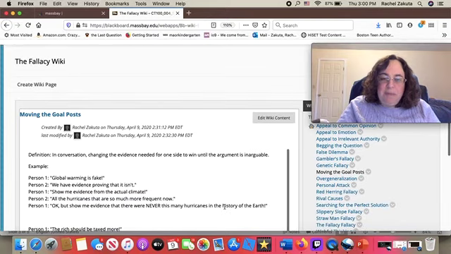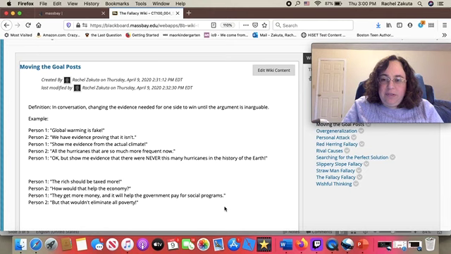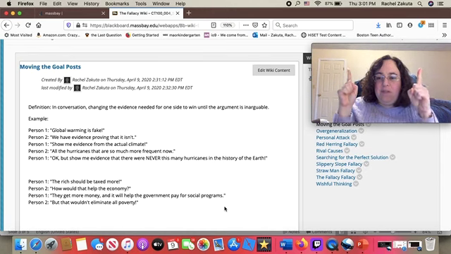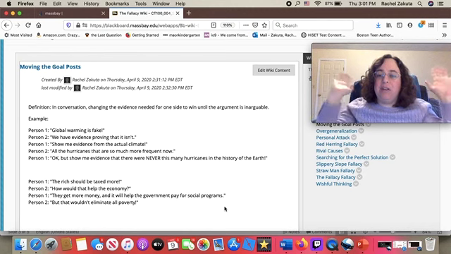So you need two people talking for moving the goalposts. Because moving the goalposts is when you're having a conversation and one person keeps changing the evidence needed for the other side to win until the argument is inarguable, until it's impossible to prove. So the idea that you have the goalposts you need to make, and you keep moving them farther and farther and farther away until they would be impossible for anyone to get to.